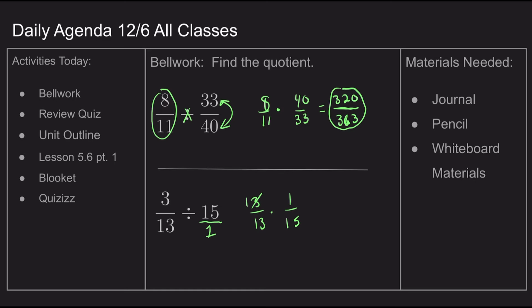That 3 can become a 1. That 15 becomes a 5. 1 times 1 on the top is 1. 13 times 5 on the bottom is 65. My bad. Forgot for a second there. And there you go. There's our bell work.